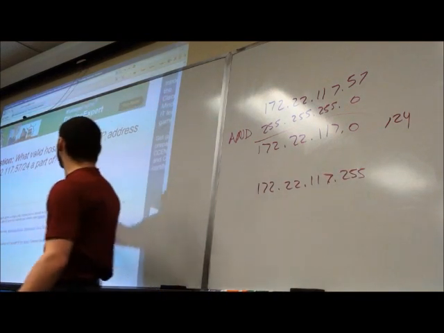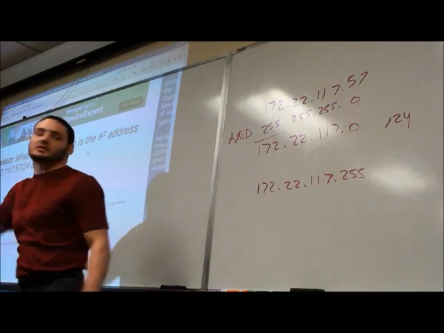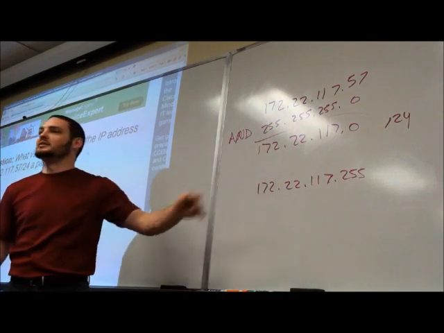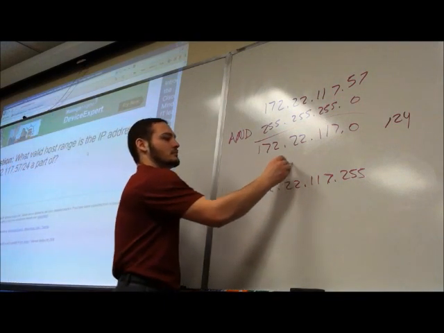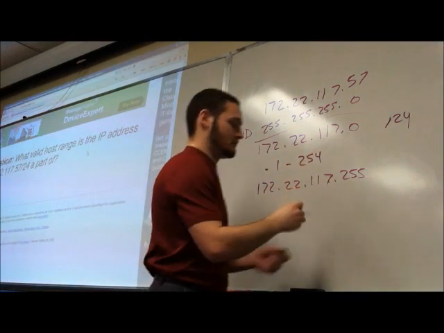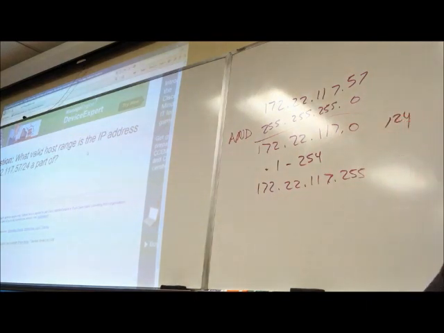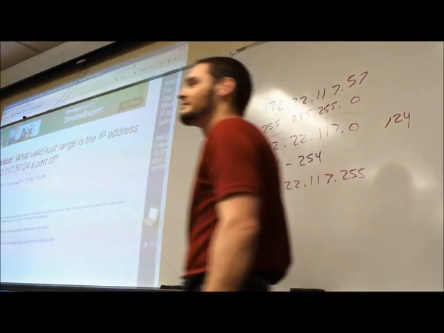And then the question is, what is the valid host range? So the usable range is going to be the answer once we figure it out. So it would be 17.1 through 17.254. Yes. I did that in my head and I got it right. That's what I'm talking about.